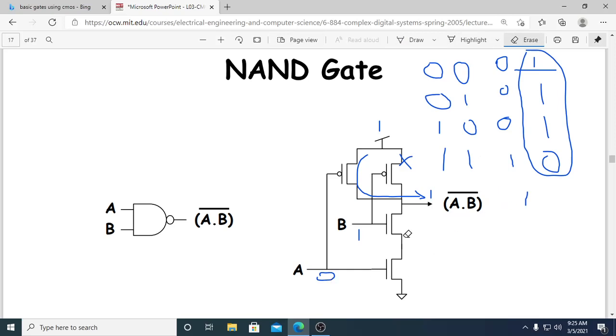Okay, but what about these two? This will be 0, it will turn off again. But this one is on, but due to this turned-off gate, the bottom gate is off. So the ground is not passed to the output. It will block at this stage, because this gate is on, this gate is off. So this will not pull my output down. 0 is not passed to my output, so 1 is passed. So the second case is fulfilled.